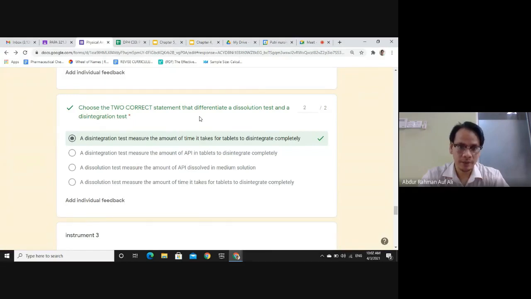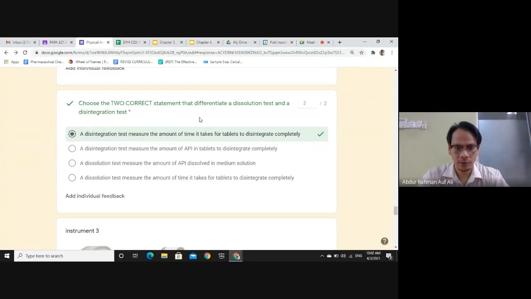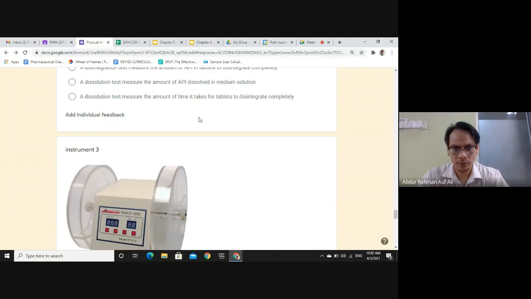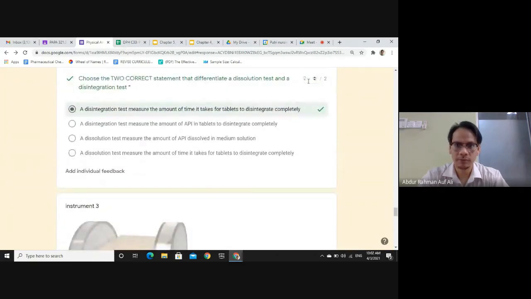So pilih statement yang, not this one lah, lagi satu. This one. Betul lah, this one sebab 2 markah. So disuruh pilih statement yang membezakan antara dissolution test dan juga disintegration test. Jawapannya adalah a disintegration test measure the amount of time it takes for tablets to disintegrate completely. Okay, the name implies the definition.